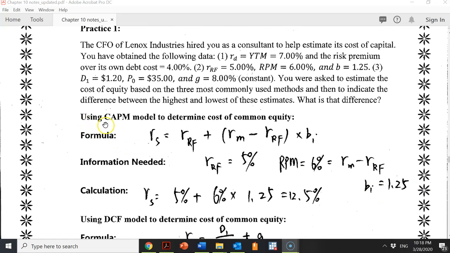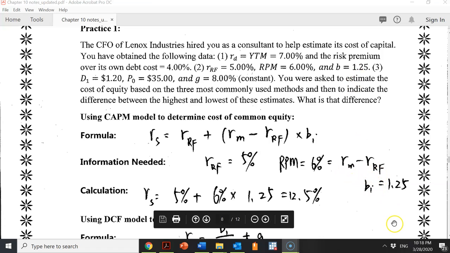The first method is to use the CAPM model to determine cost of common equity, RS. It should be equal to the risk-free rate plus the market risk premium multiplied by beta. We're given by the question that the risk-free rate is 5%, the market risk premium, RM minus RRF, market return minus risk-free rate, is 6%, and beta is 1.25, so we can just plug the numbers into the CAPM model. The cost of common equity should be 12.5%.